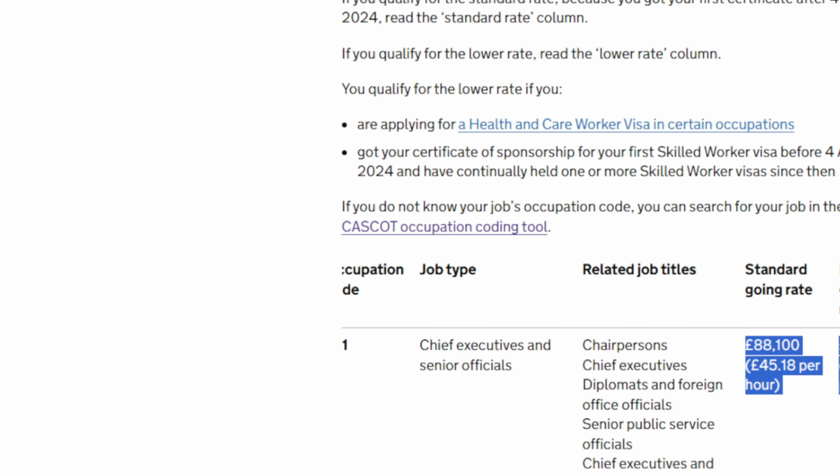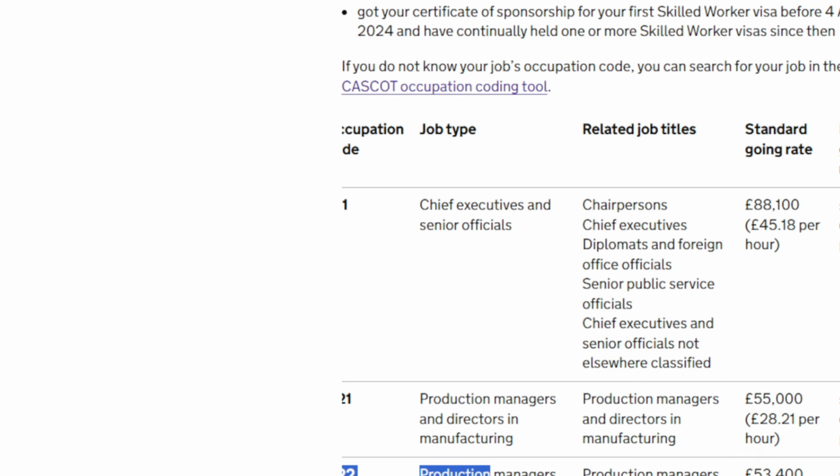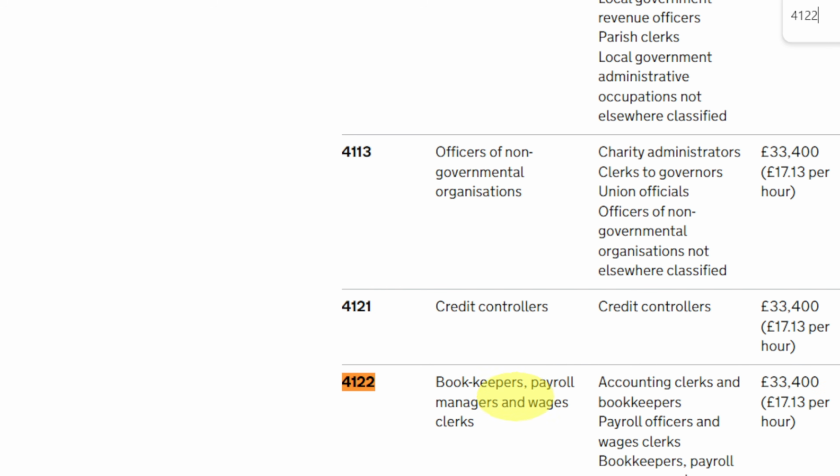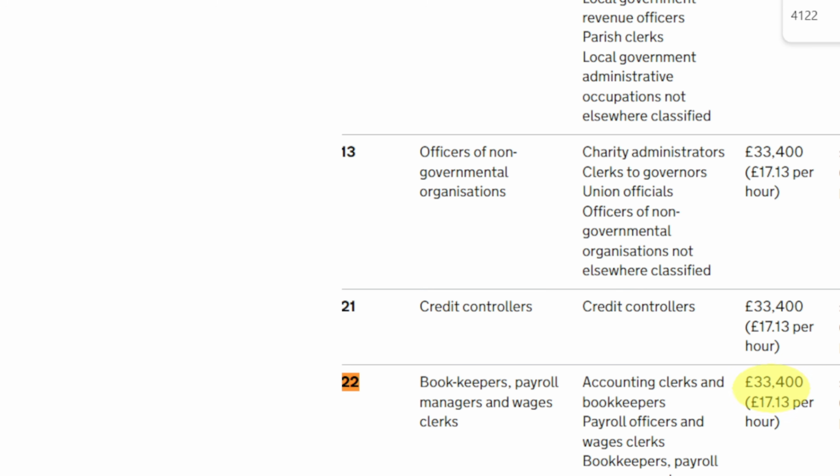Now these are all the salary requirements. So for example, let's see the bookkeeper role. The bookkeeper code is 4122. If I click on this, this will take me to this page. 4122 bookkeeper, payroll manager and wages clerk. The salary requirement says 33,400. Now this is the minimum salary requirement. So if you are on a graduate visa and you want to switch, you can switch to a bookkeeper role on a lower salary threshold, which is 33,400.